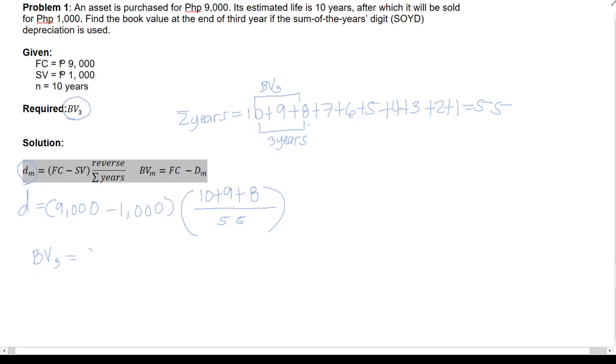If we are going to substitute the values to the book value at the third year, that is the first cost minus the depreciation, that is 9,000 minus 1,000 multiplied by 10 plus 9 plus 8, divided by the summation of the years, that is 55. So for this one, that is already equal to 5,072.73. That is the book value using the sum of the year's digits.